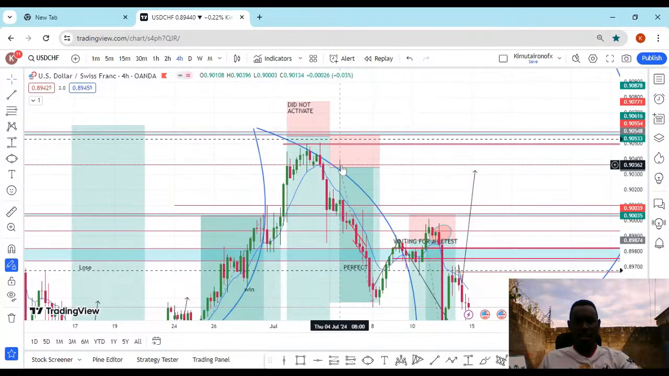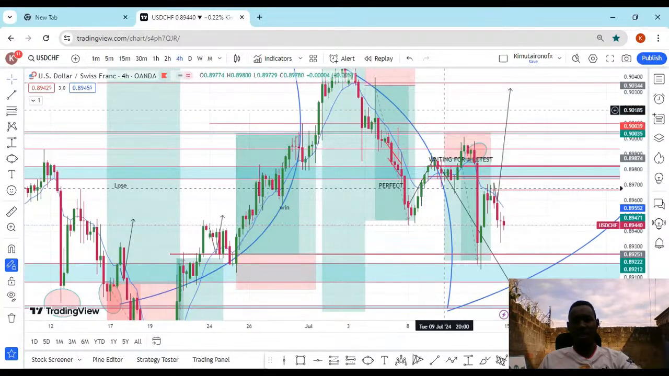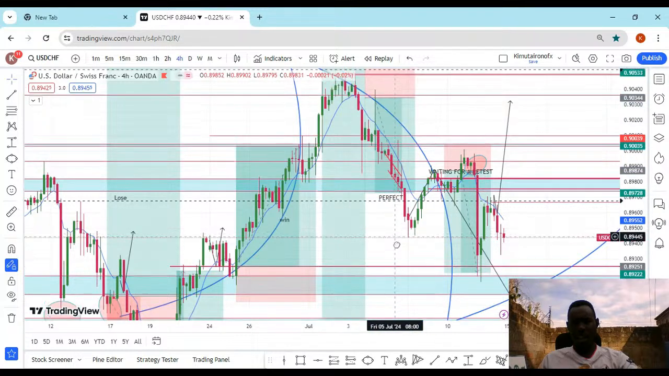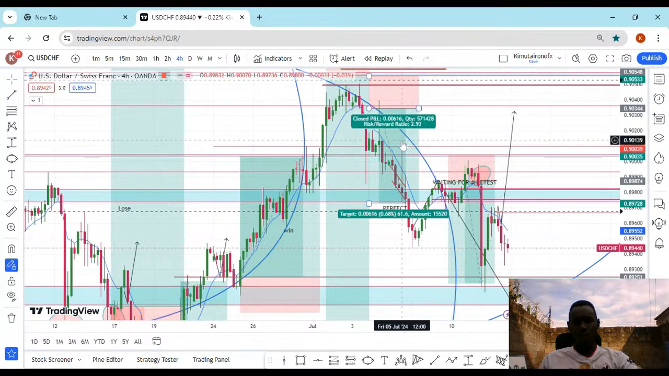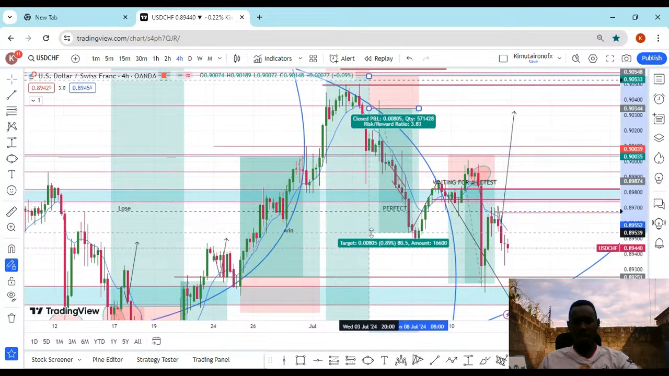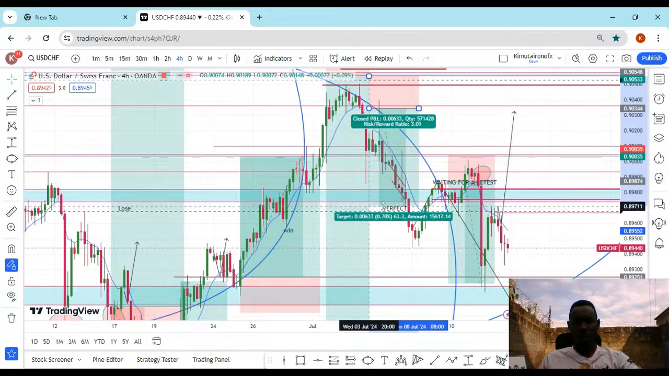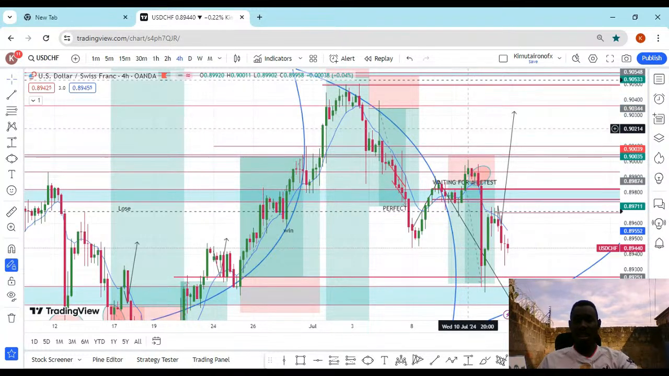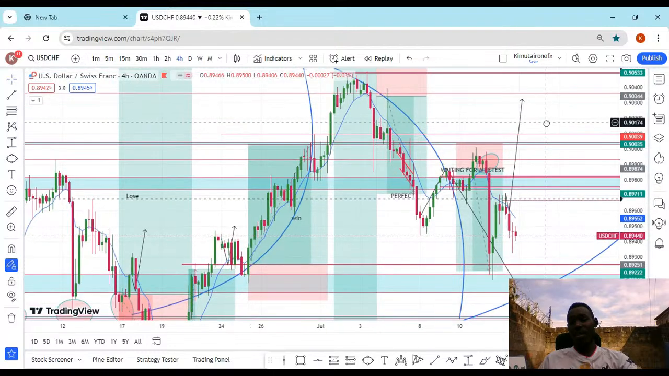So we tested this area. I entered this trade again from this point. Then the rest is history. Although I got off this trade from this point, I didn't wait to hit my target. Of course, if I could have waited to hit my target, I still could have achieved 1 to 4. So I got off at this point, and that was a 1 to 3 risk to reward. Now this was last week's analysis, and it gave a 1 to 4.01, which is pretty nice.